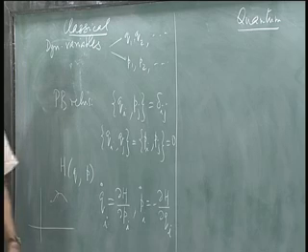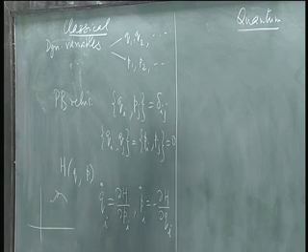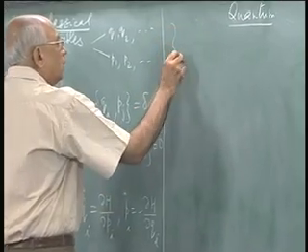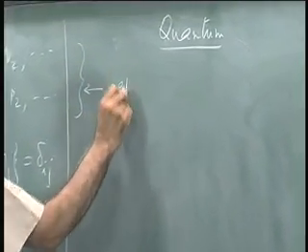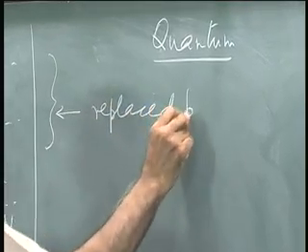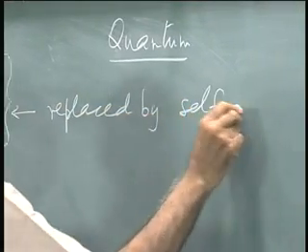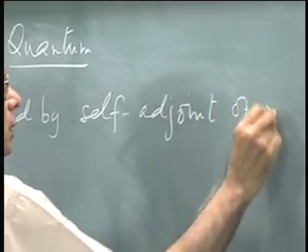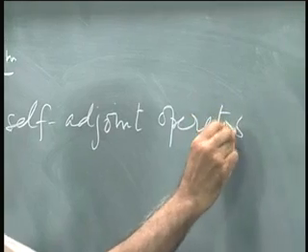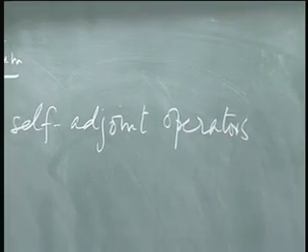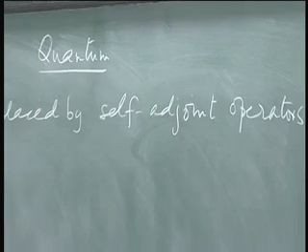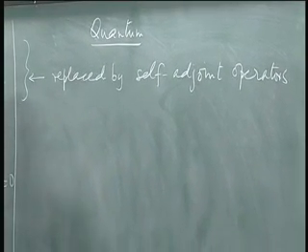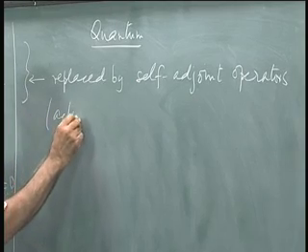Okay. Now when you come to quantum mechanics, our assumption is going to be that you still have these, these things are replaced by self-adjoint operators acting on the vectors of some Hilbert space, let us presume.